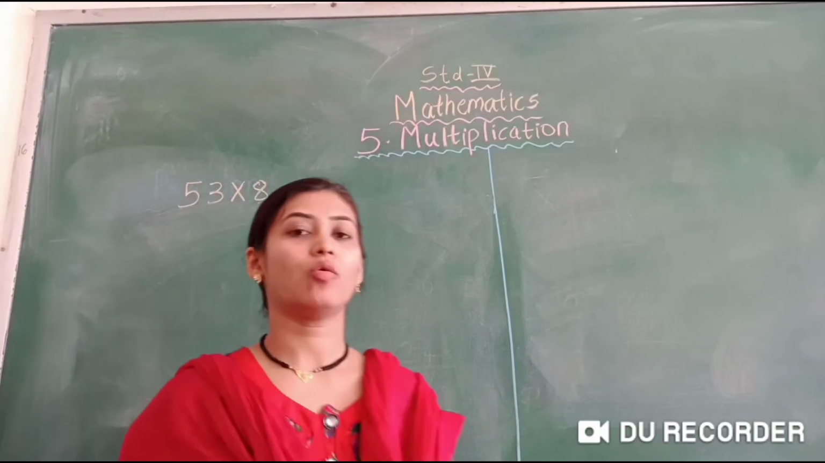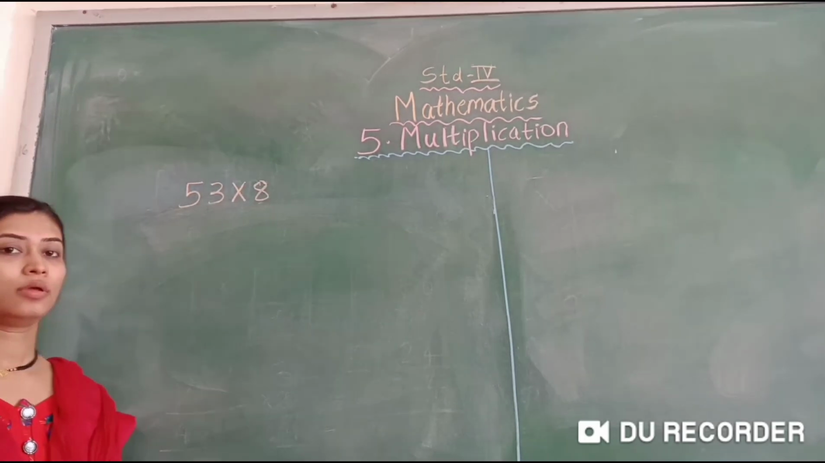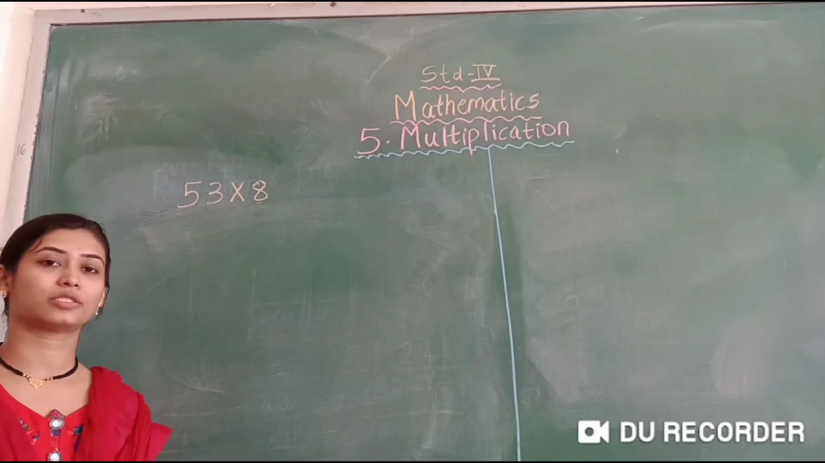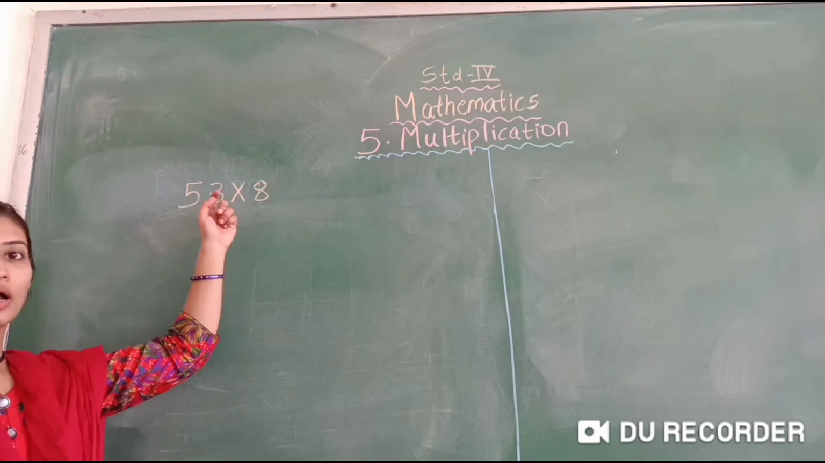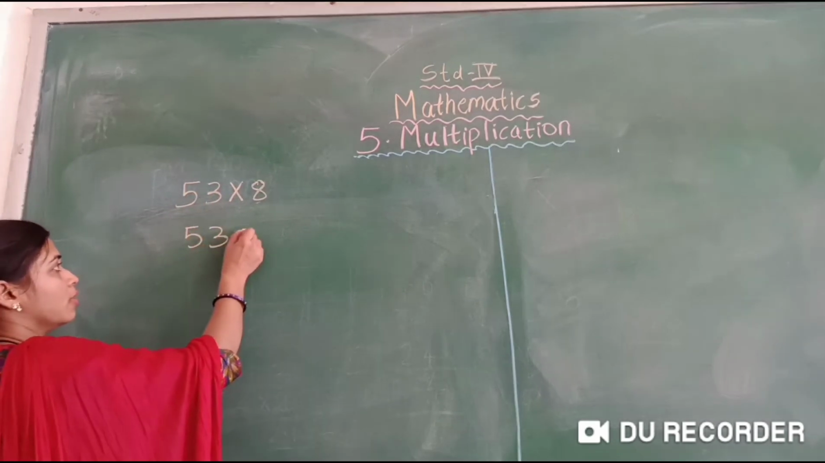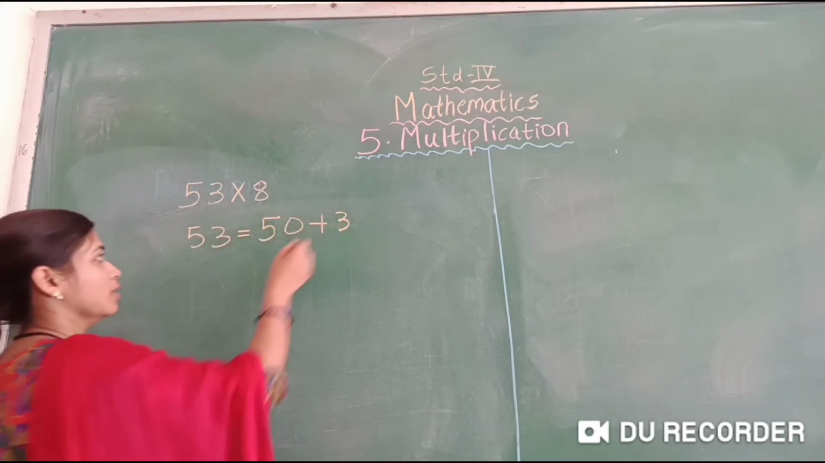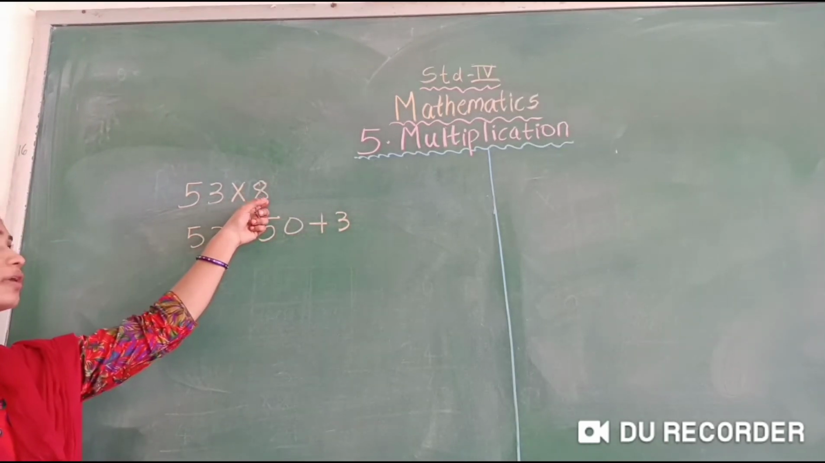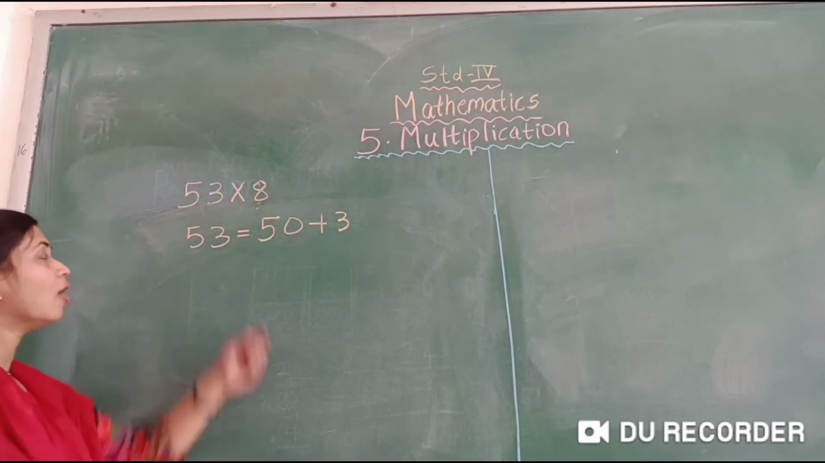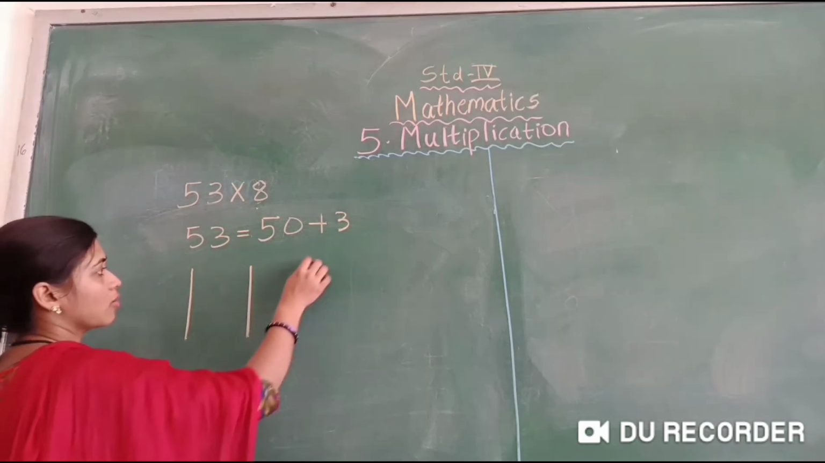Now, let us take another example. 53 multiplied by 8. This multiplication we have to do using the lattice method. And for doing the lattice method, we need to expand the number. How to write 53 in expanded form? 50 plus 3. And 8 already being a single digit number, we need not expand this number. How to do the multiplication using the lattice method? We need to draw the column.